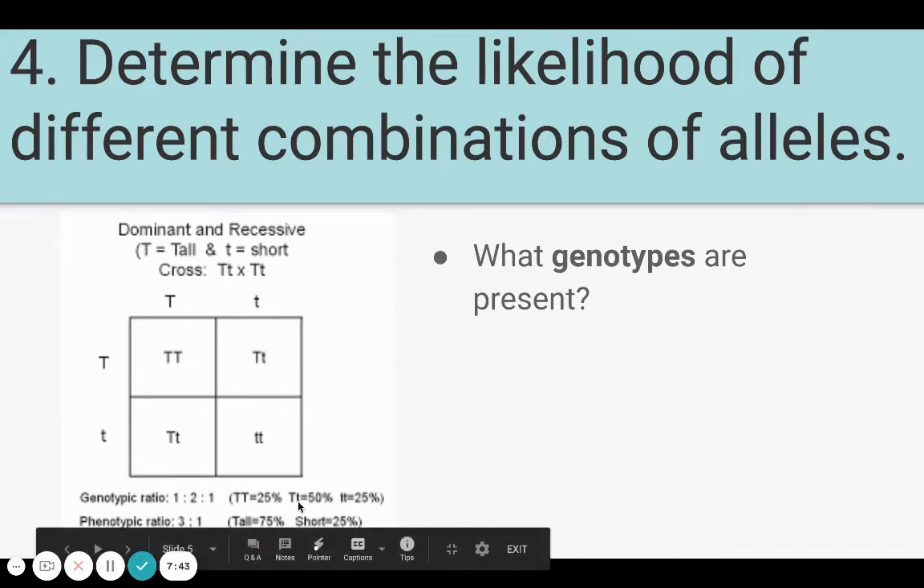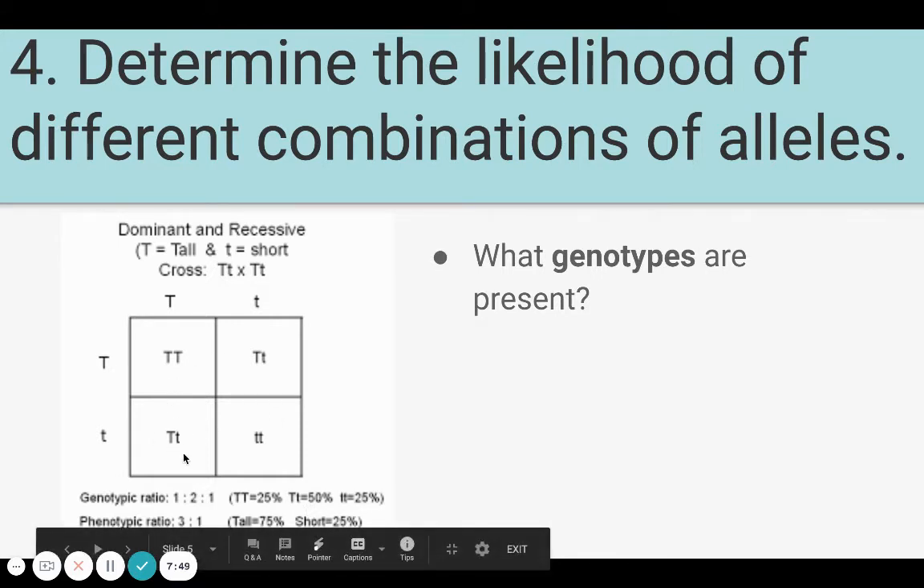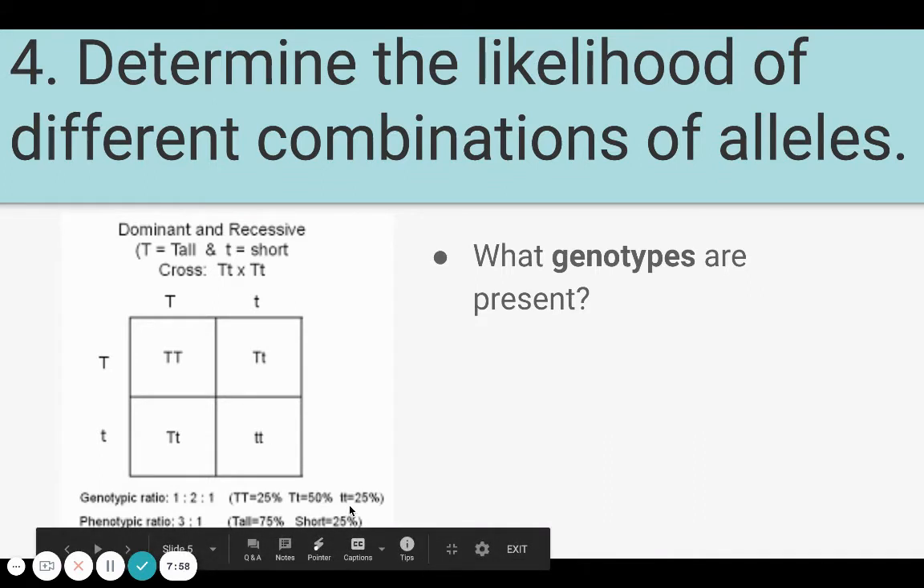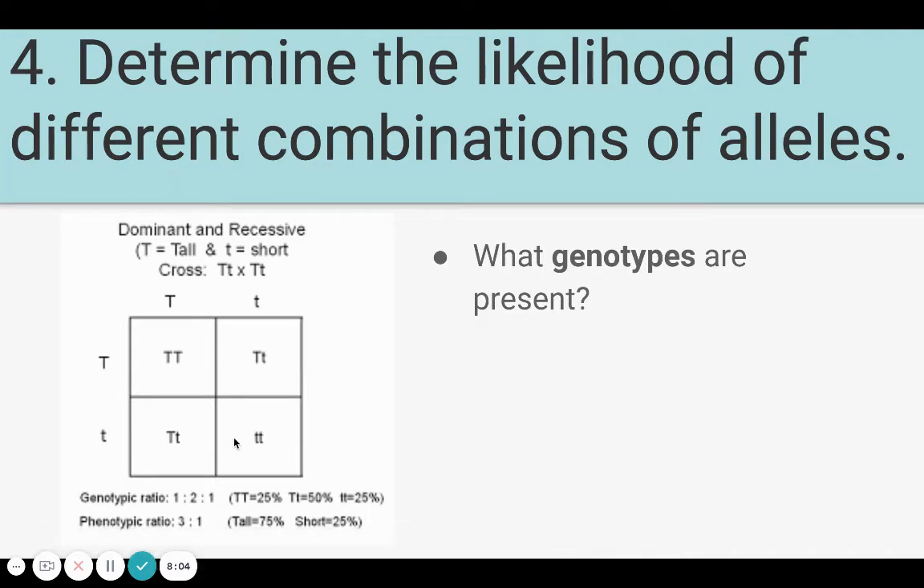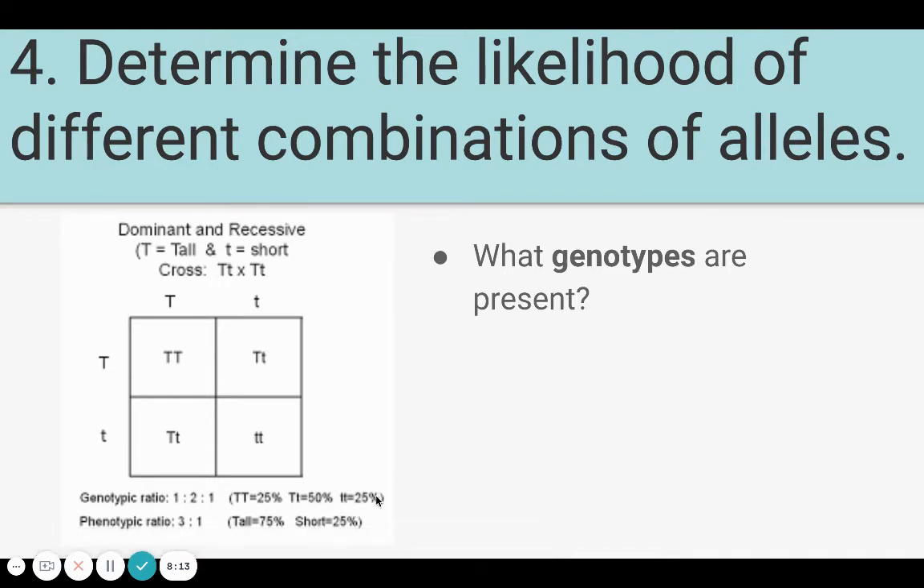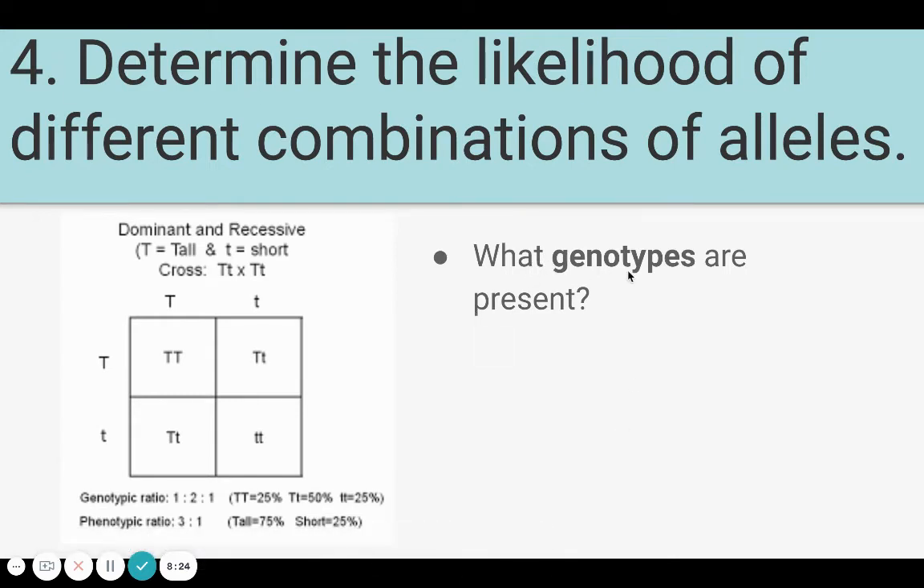Big T, little t equals 50%. You have a 25% box right here and a 25% box right here. So that is how they got to 50%. And then lastly, little t, 25%. This box right here. A good way to check your work is to make sure that these add up to 100%. If they don't, you likely did something wrong. So that's just a way to check yourself to make sure that you didn't make a mistake somewhere. So that is how you find the genotypes.